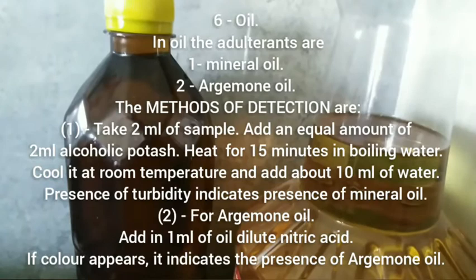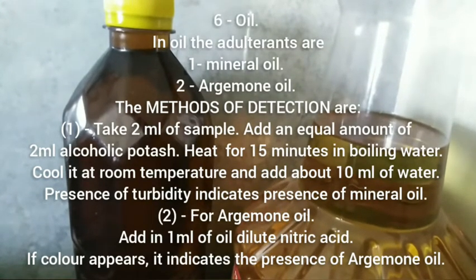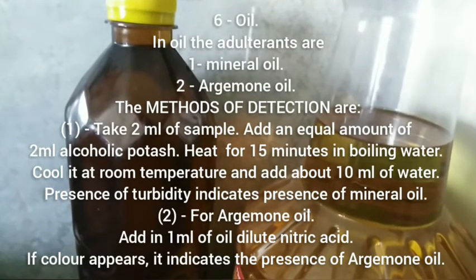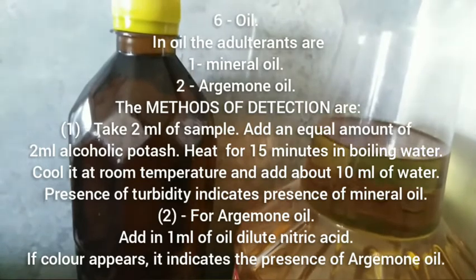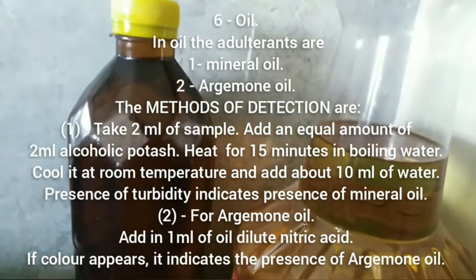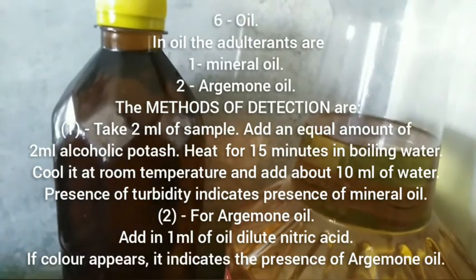6. Oil. In oil the adulterants are: 1. Mineral oil, 2. Argemone oil. The methods of detection are: 1. Take 2 milliliters of sample. Add an equal amount, 2 milliliters, of alcoholic potash. Heat for 15 minutes in boiling water.